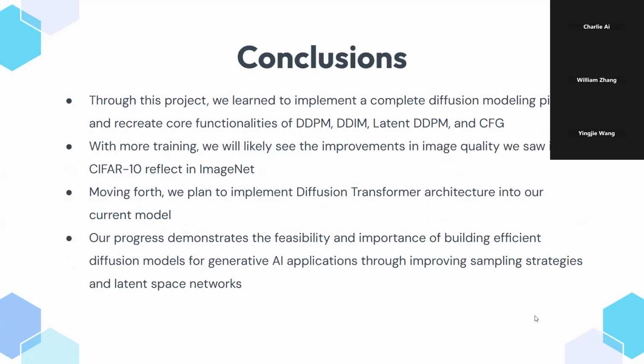Through this project, we learned how to build an end-to-end diffusion modeling pipeline, as well as recreate some of the core functionalities of DDPM, DDIM, latent DDPM, and CFG. Through more training, we're going to see improvements also reflected within ImageNet. Going forward, we're planning to implement a diffusion transformer architecture into our current model. As of the current state, our model demonstrates the feasibility and importance of building efficient diffusion models for generative AI applications through improving sampling strategies and latent space networks.